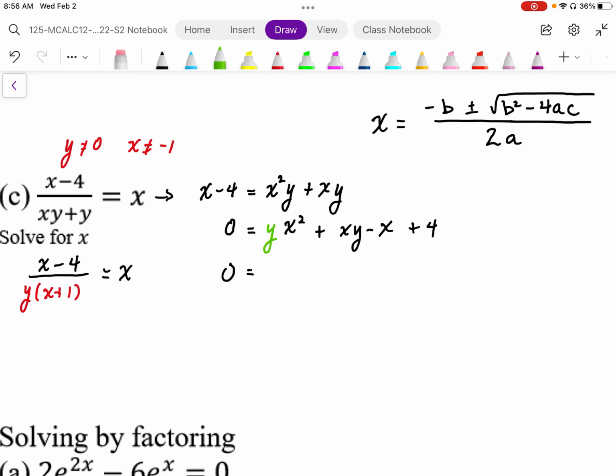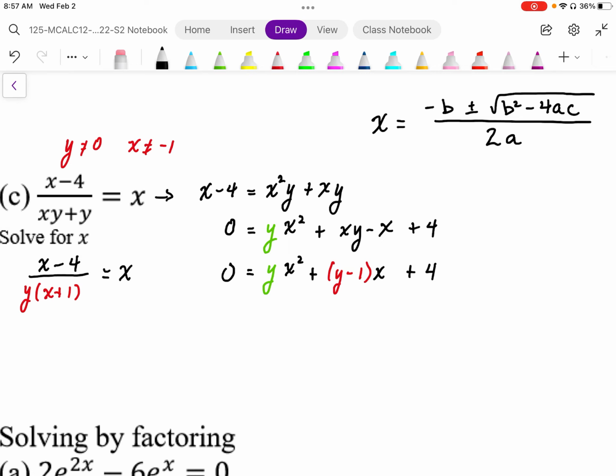So keeping track of that a coefficient, it's y, the coefficient on the x squared term. I need to factor the coefficient out of these x terms. So since I have two x terms, I have to factor. When I factor that, I'm going to end up with y minus 1 as my factor. And that y minus 1 then represents the b coefficient, which I'm going to use in the quadratic formula. And then the constant term is plus 4.